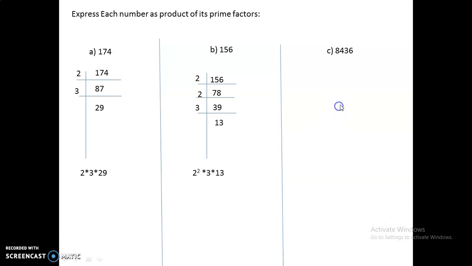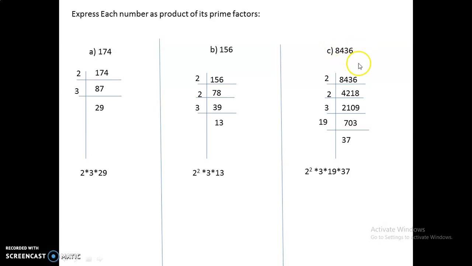Similarly, coming to this value 8436, it can be divided by 2. By dividing it by 2, I will get a value of 4218. And again it can be divided by 2, and by dividing it by 2, I will get a value of 2109. The sum of the digits of this 2109 is 9 plus 1 is 10, 10 plus 2 is 12, so it is divisible by 3. By dividing it by 3, I will get a value of 703. Finally, by checking, this 703 cannot be divided by 5. The next prime is 7, and it also cannot be divided by 11, 13 or 17. Finally it can be divided by 19, and by dividing it by 19, I will get a value of 37.